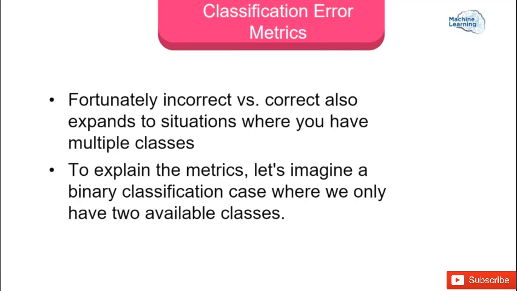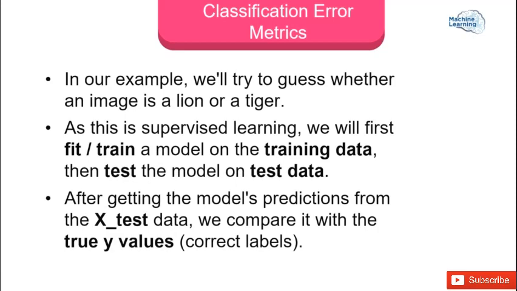This is simply known as binary classification, which just means there are only two available classes, either class 0 or class 1. This idea is going to expand through multiple classes as well. But for our purposes and to simplify it, let's just imagine a binary classification situation. In our example, we'll try to guess whether an image is a lion or a tiger.